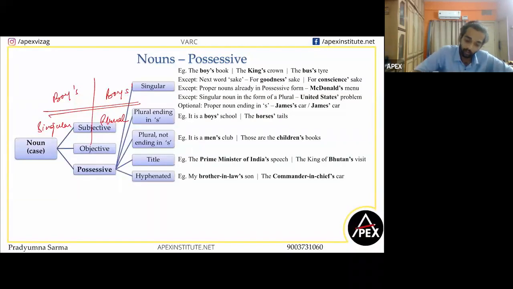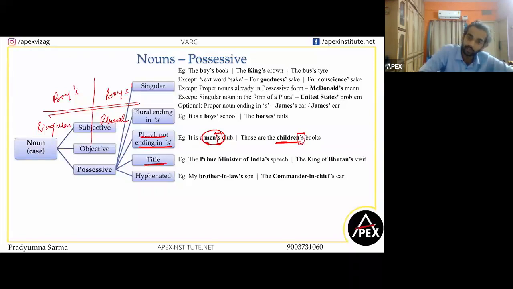Yes. Okay, now let's move a little bit forward. Now what if a plural is not ending in s? Then normally we'll keep an apostrophe s. Children is a plural, but it does not end in s, so we can just put apostrophe s: children's.